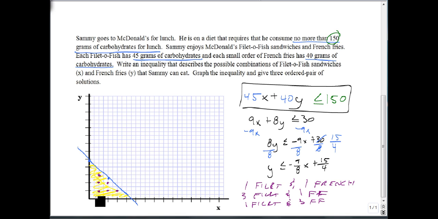And I can also have along the zeros. I can have nothing, or I can have just the fillet. I can have 4 fillets, or I can have 4 french fries, or some combination of those purple dots. So that's using the inequality, what we've learned, with an applied story problem.